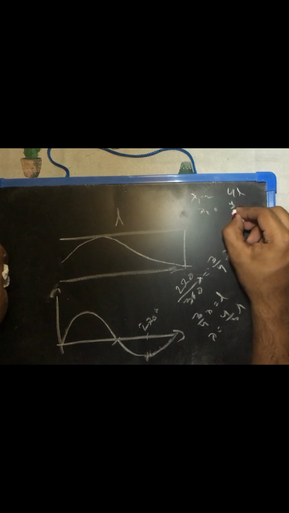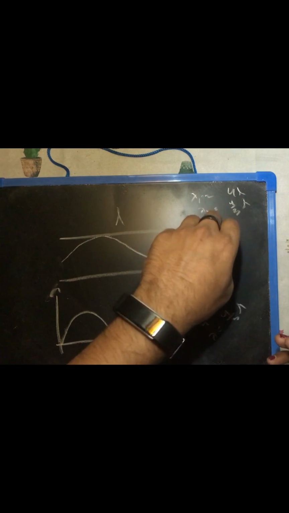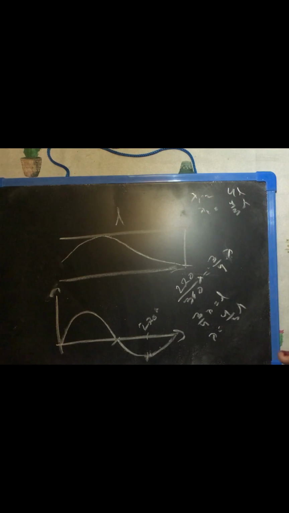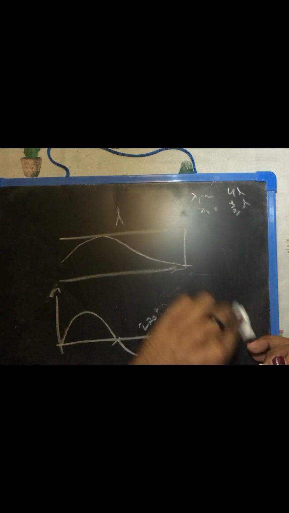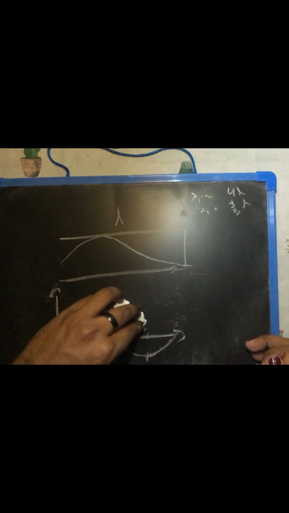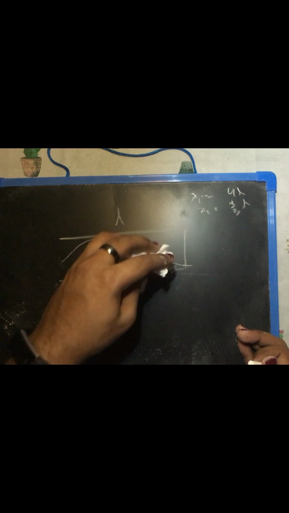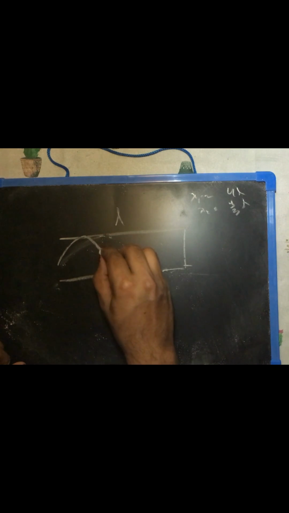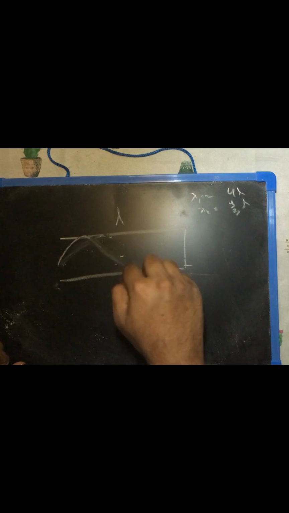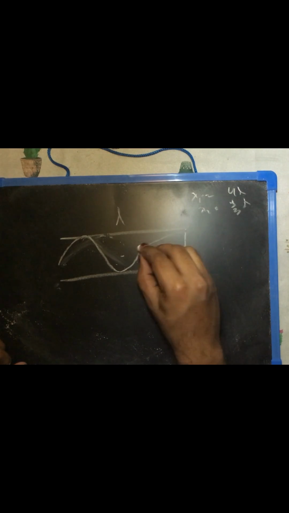So we can safely say the second harmonic is 4 by 3 L. But here, if I want to go to the other one, the third harmonic, because I've done the same for the string, let's do it for the third one, and here you'll see something different. It starts like this, comes back, ends here, and then like this, something like this.